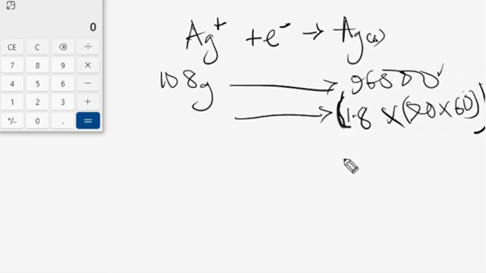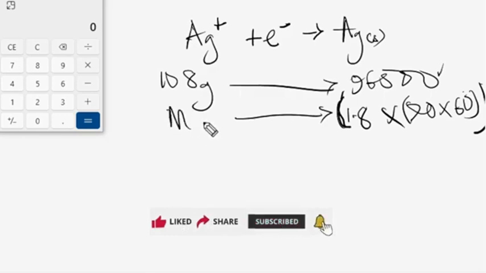This is because we know that Q is equal to IT, right? So this is the Q here, that's IT, I is the current, and then T is the time. So we are given the time in minutes, we have to convert to seconds. So that's why we have this. So this will be the mass here. Let's call this mass in grams.